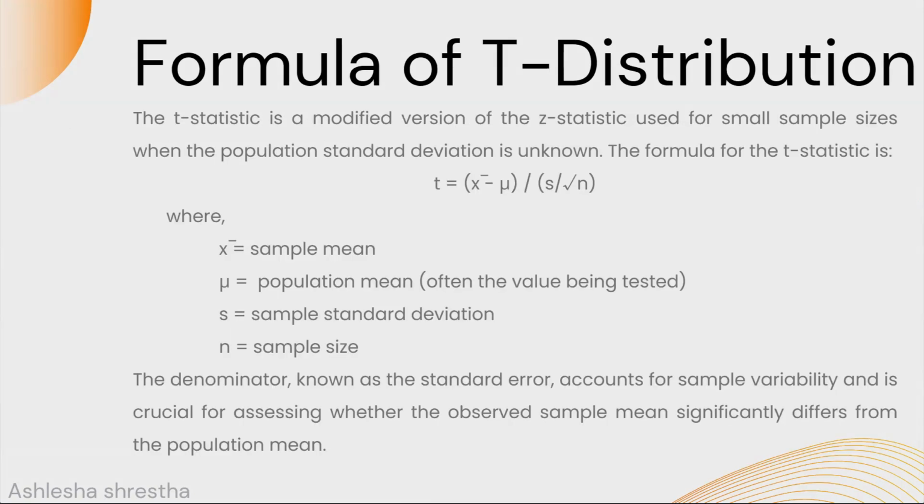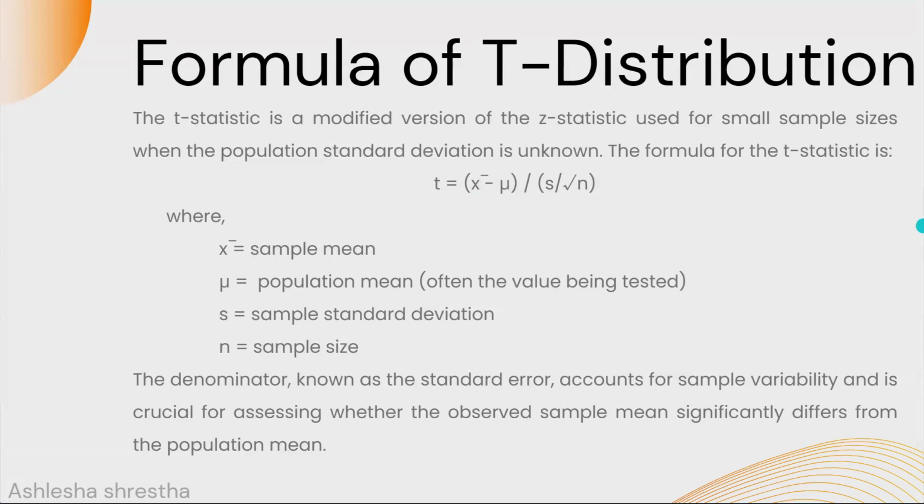So moving on to the next, we have the formula of the T distribution. The T statistic, which forms the basis of the T distribution, is a modified version of the Z statistic specifically for small sample sizes where the population standard deviation is unknown. The formula of the T statistic is, as you can see on the screen, t equals sample mean minus population mean, divided by sample standard deviation divided by the square root of the sample size.